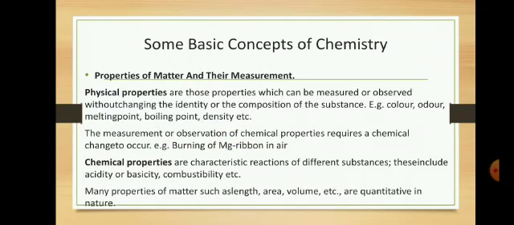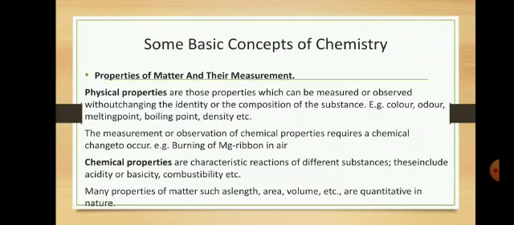Physical properties are those properties which can be measured or observed without changing the identity or the composition of the substance. Example: color, odor, melting point, boiling point, density, etc. The measurement or observation of chemical properties requires a chemical change to occur. Example: burning of magnesium ribbon in air. Chemical properties are characteristic reactions of different substances. These include acidity or basicity, combustibility, etc.